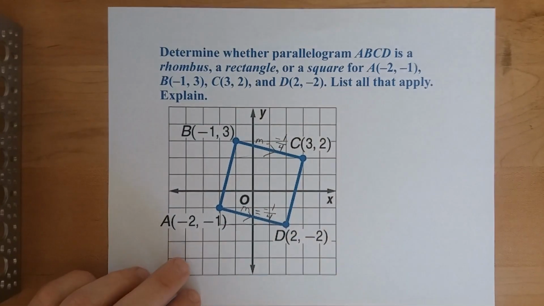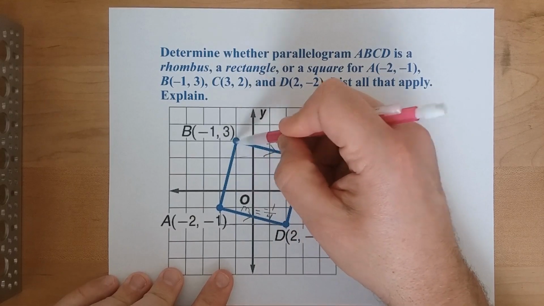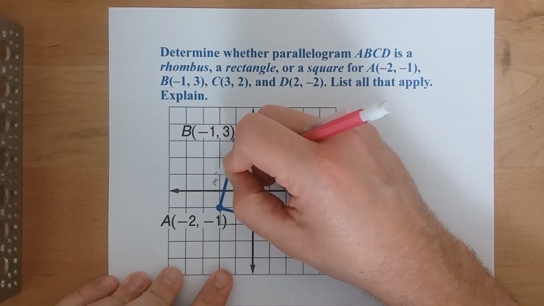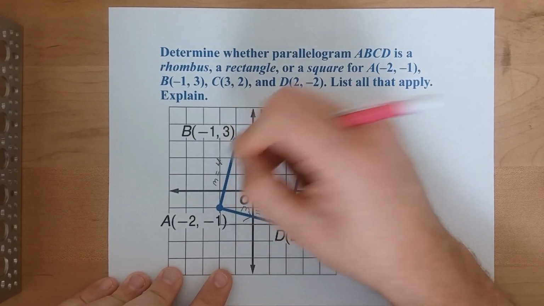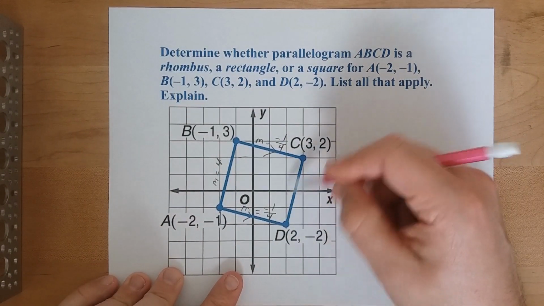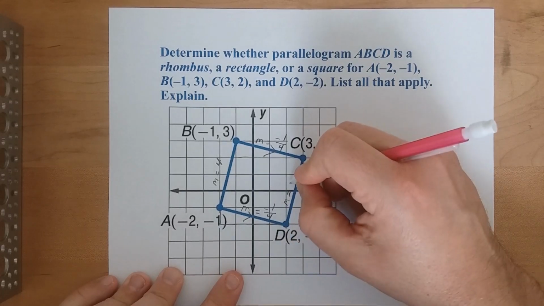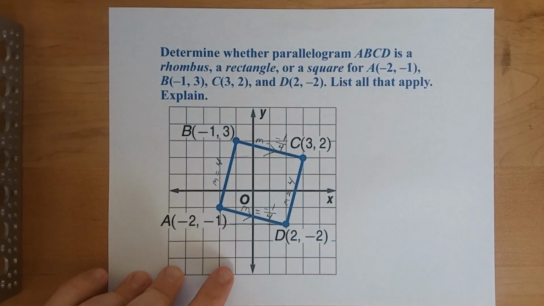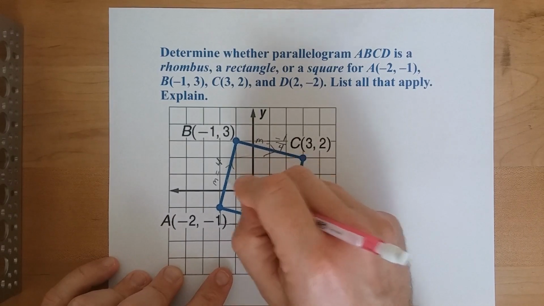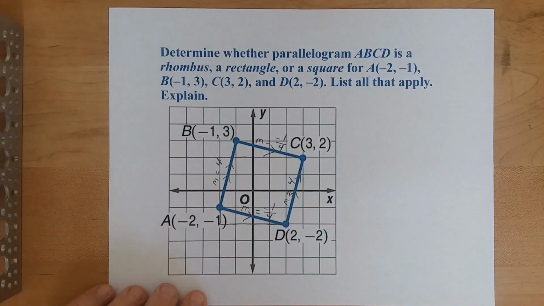Those are parallel. Here, going from A to B, I go up 4 over 1. Up 4 over 1 is a slope of 4. And likewise, going from D to C, I go up 4 over 1. So here we have a slope of 4. Okay, so these segments are also parallel. We definitely have a parallelogram.